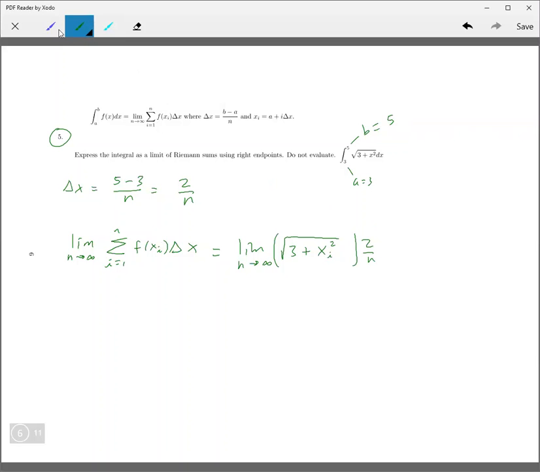Okay, but we're not quite done yet. Xi is a plus i delta x. A is 3, and delta x is 2 over n. Okay, so that's 3 plus 2i over n. And that's going to go in there for that xi right there.